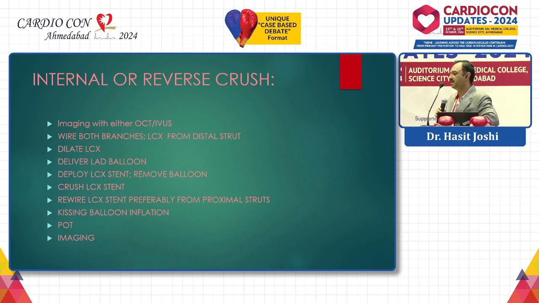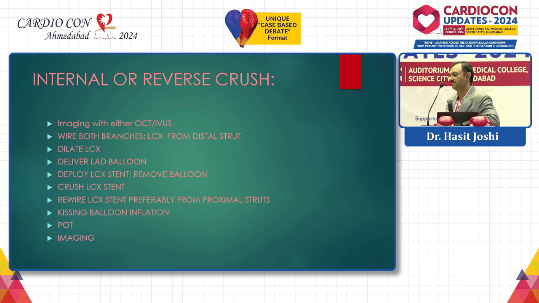So first thing would be imaging. This case always requires imaging, either with OCT or IVUS, whatever is available. IVUS probably preferable, via both branches. During imaging, we have to see whether the LCX ostium is jailed or not, previous intervention, whether a kissing balloon was done or not, and whether there are any struts overlying the circumflex. Wire both branches, circumflex probably with imaging guidance from distal strut. Dilate LCX appropriately. Plaque modification, lesion preparation has to be done adequately.